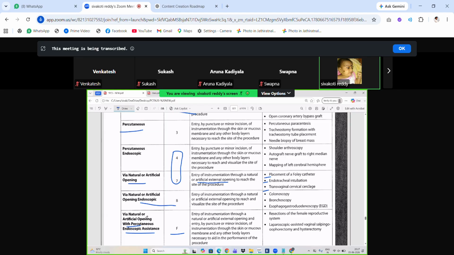Both routes are used. Here mostly we get female reproductive system related procedures, like laparoscopic assisted open salpingo-oophorectomy, resection of female reproductive system. Only female reproductive system related procedures we will get here. So they take the natural route and insert the scope percutaneously. Two approaches they are using. It should be via natural or artificial opening with percutaneous endoscopic assistance, F.